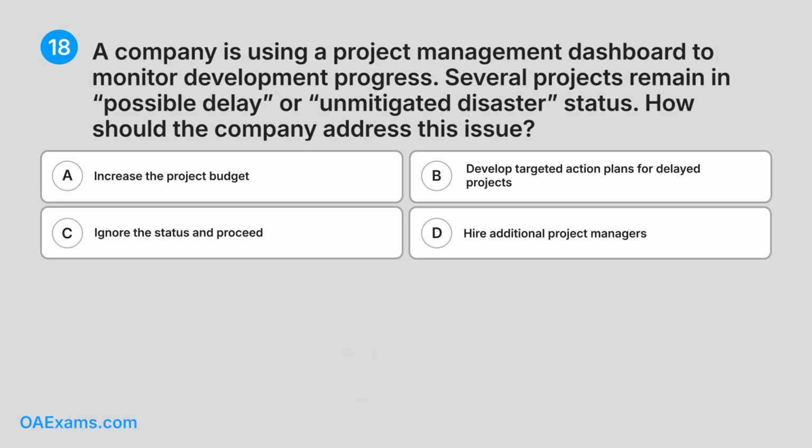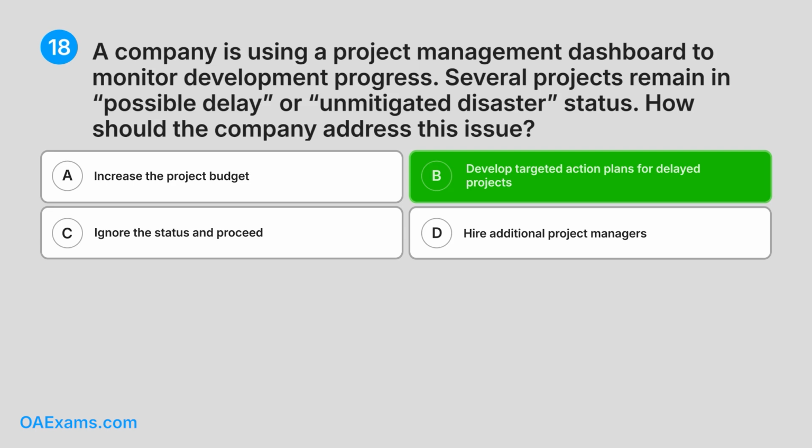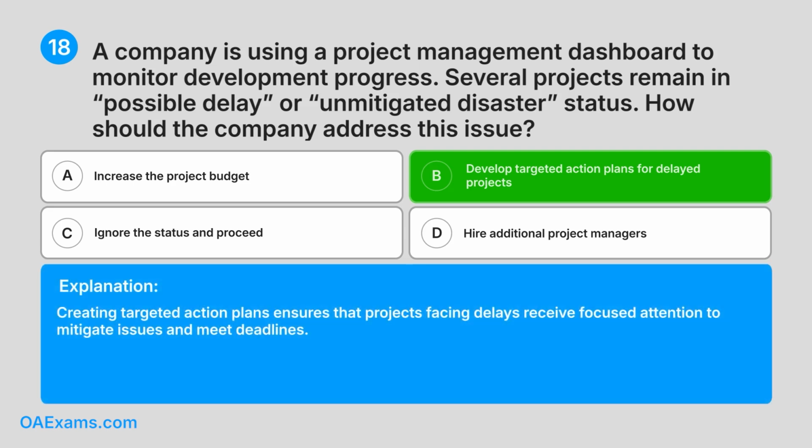Correct answer. B. Develop targeted action plans for delayed projects. Explanation. Creating targeted action plans ensures that projects facing delays receive focused attention to mitigate issues and meet deadlines.